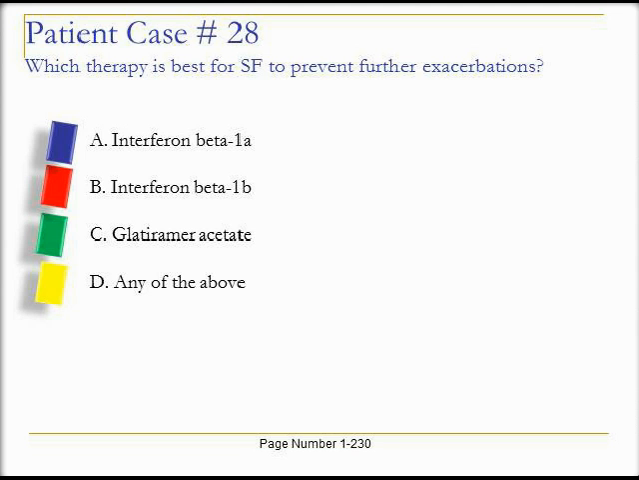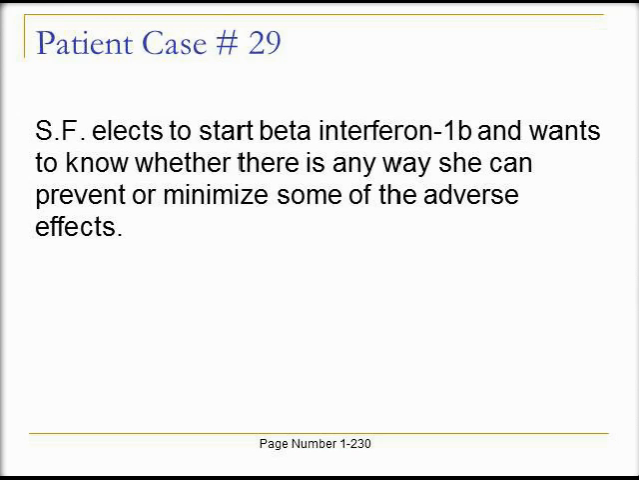Okay, so same patient. What are we going to do to prevent future exacerbations? Interferon beta-1A, interferon beta-1B, glatiramer, or any of those? Okay. The answer is D. You could use any of those. So any of those are perfectly fine first-line agents to help prevent future exacerbations and to help prevent decline and neurological damage. So in general, these agents are called disease-modifying therapies, or DMTs. You'll see them referred to that way.